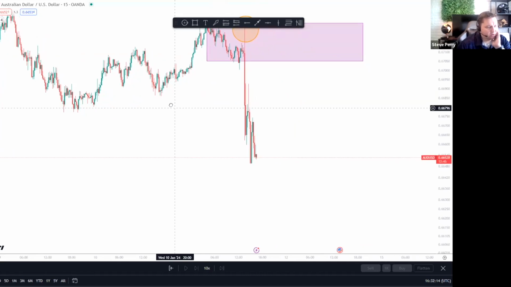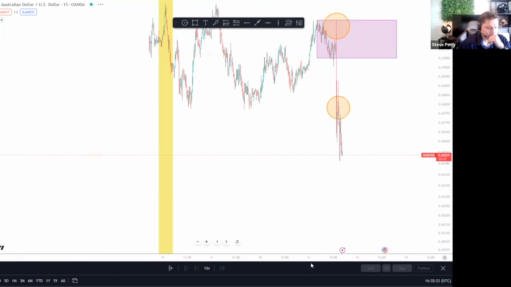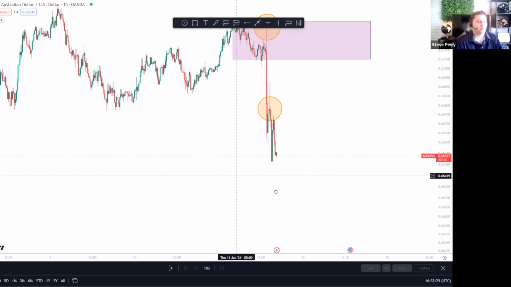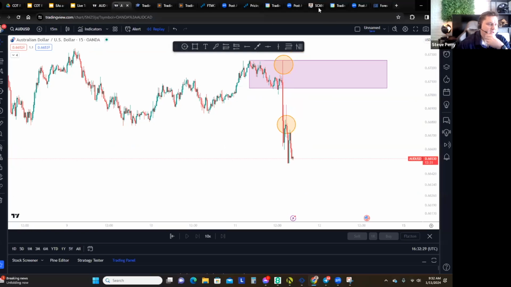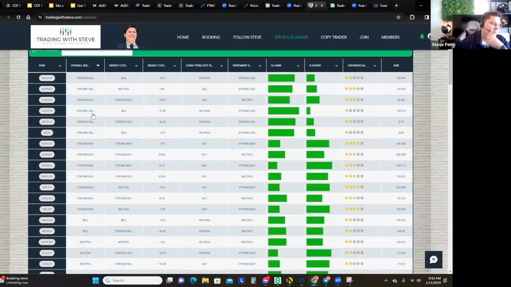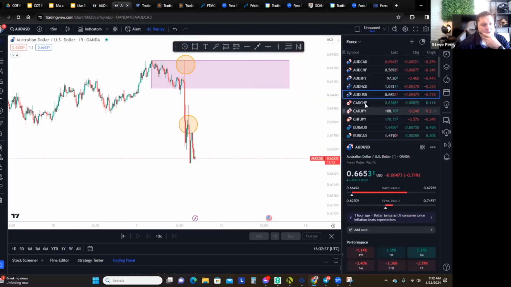That looks like there could be an area right here that could be useful, but does it break structure? Not really. So I really don't want to mess with this one. I'll move on to the next one. I'd rather just find something I really like. Let's go to the CAD Franc. This is a strong sell. This is the one that we were talking about that hasn't really done much this week.